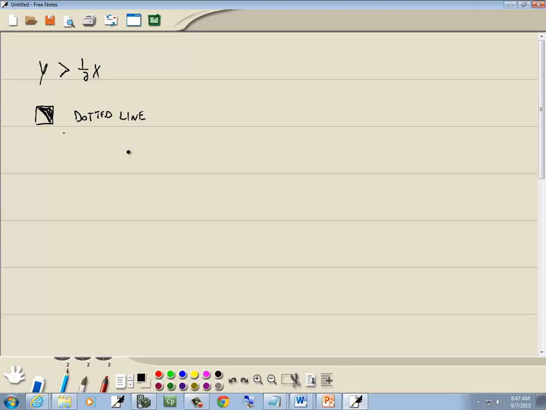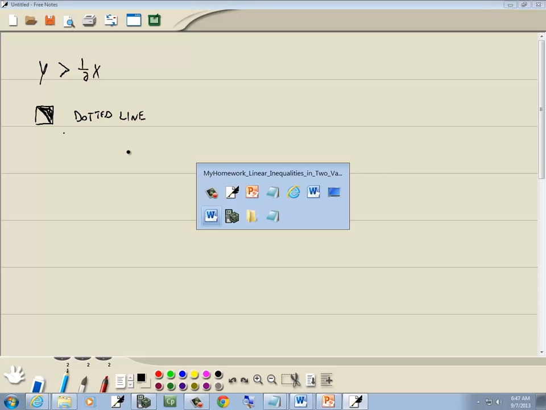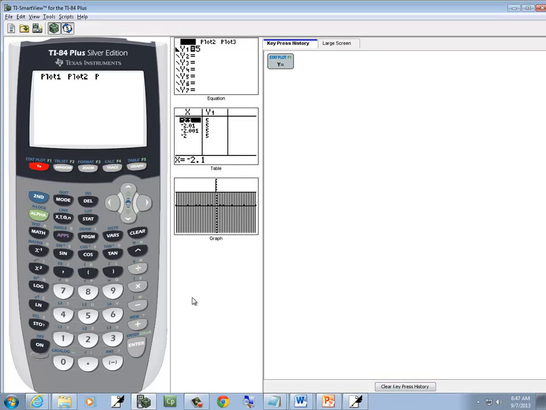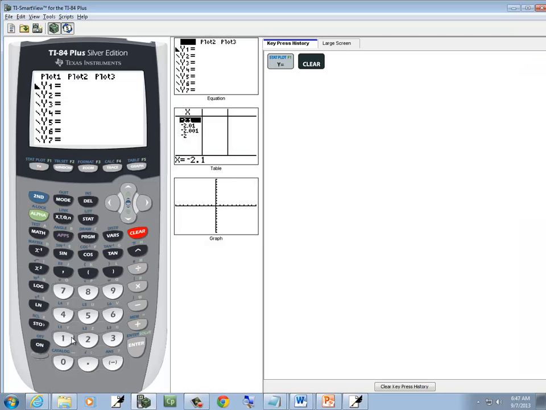Now, if you can get y by itself, then you can plug it in the calculator. Well, obviously, we can get y by itself here. It's already by itself on the left side. So, come over to our calculator. We'll press y equals, press clear. I'll put in 1/2 x, so I do 1 divided by 2, X.